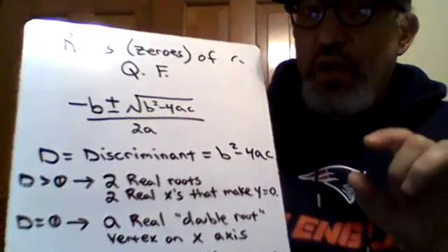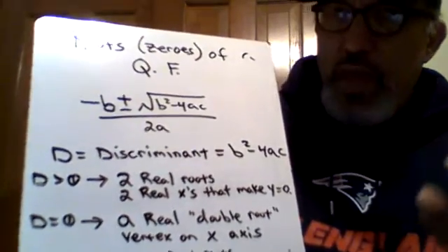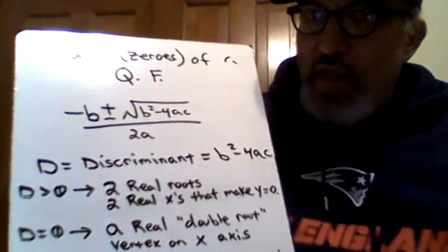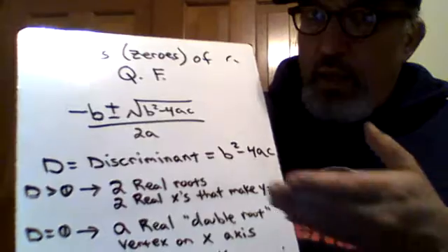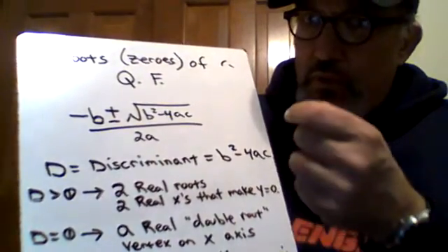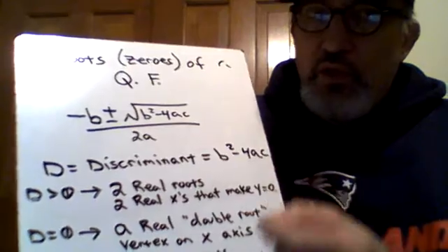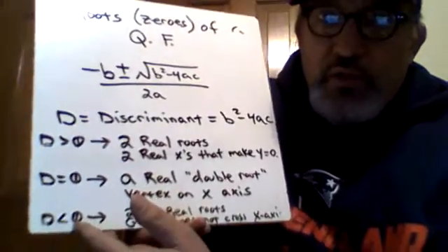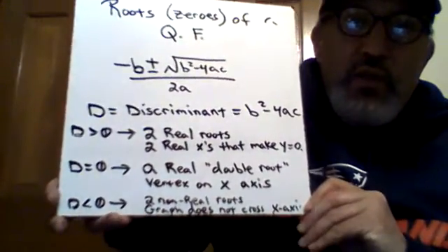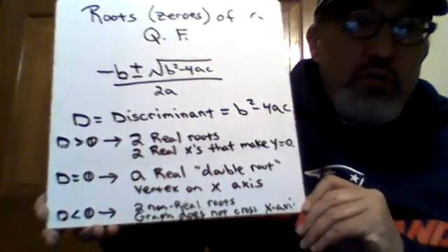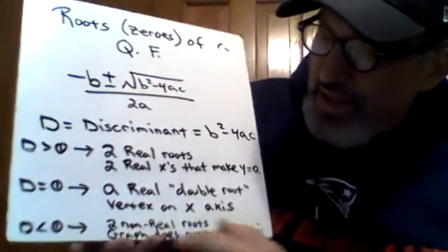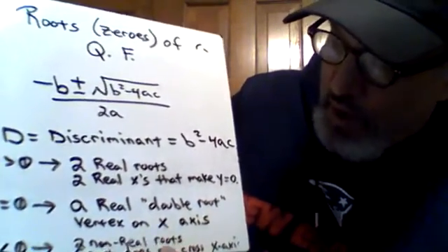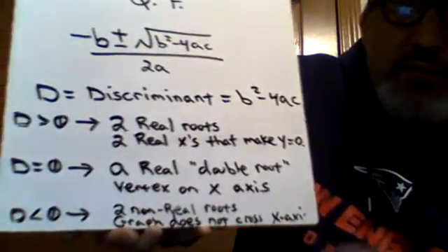Now, because they're not real, these values of x that make the function equal to 0, remember that the x-axis is a real number line. And when the discriminant is negative, the zeros of the function are not real. They're not on the x-axis. There's no number on the x-axis when the discriminant is less than 0. There's no number on the x-axis that will make the function equal to 0. So the graph will not cross the x-axis. When the discriminant is negative, there are two non-real roots, and the graph does not cross the x-axis.